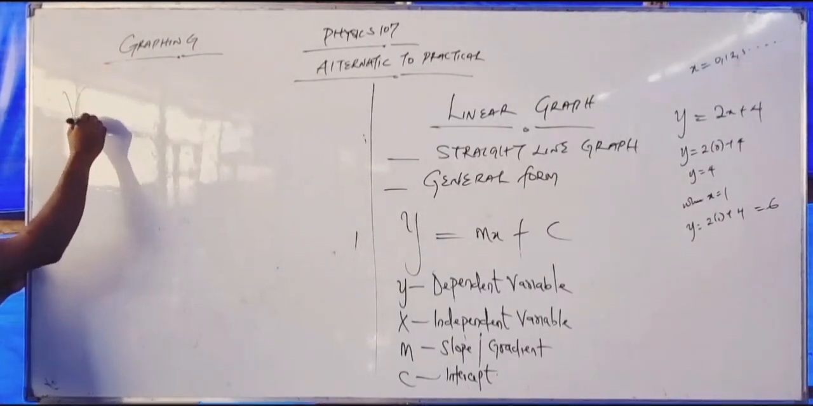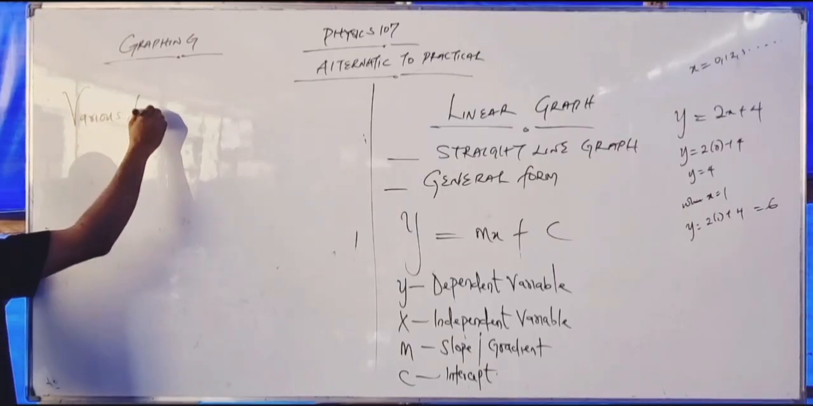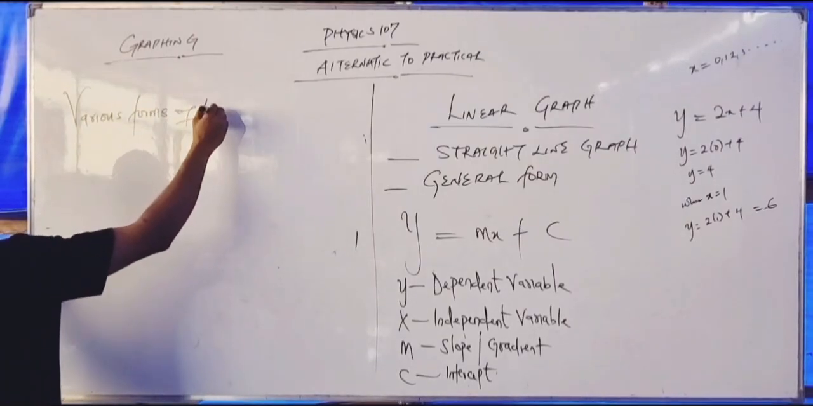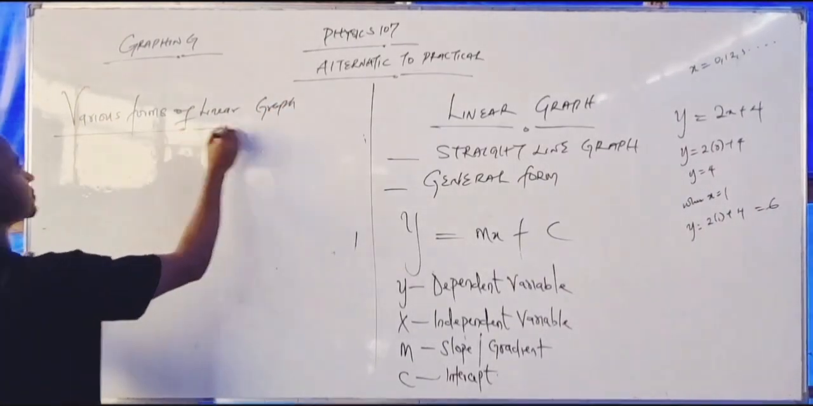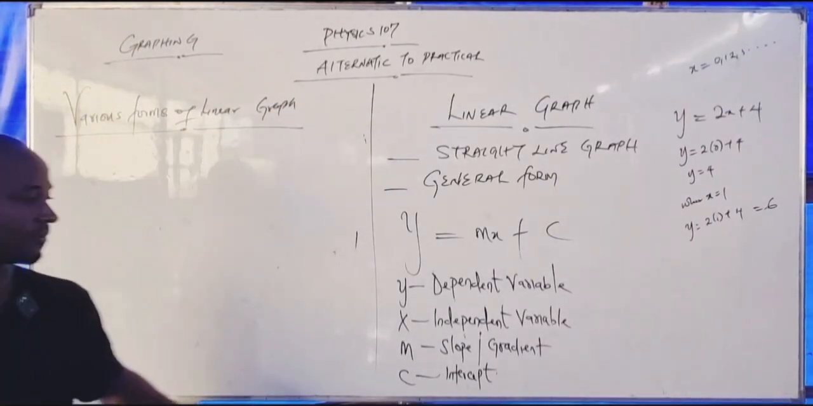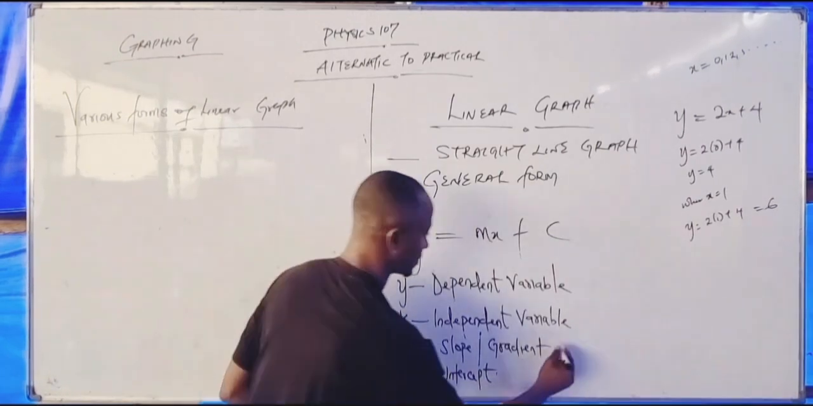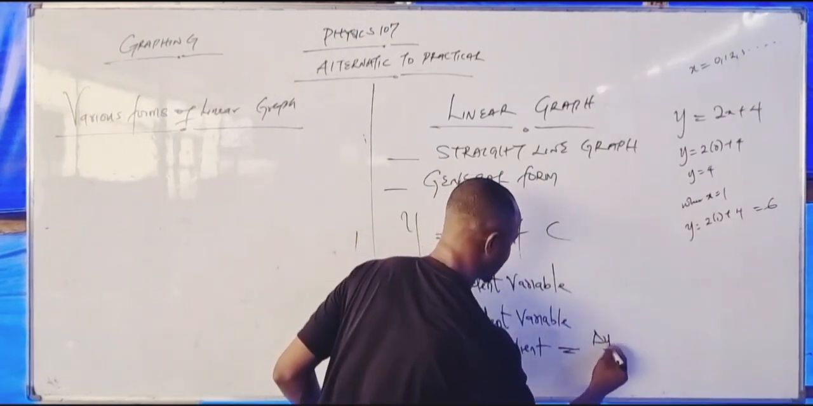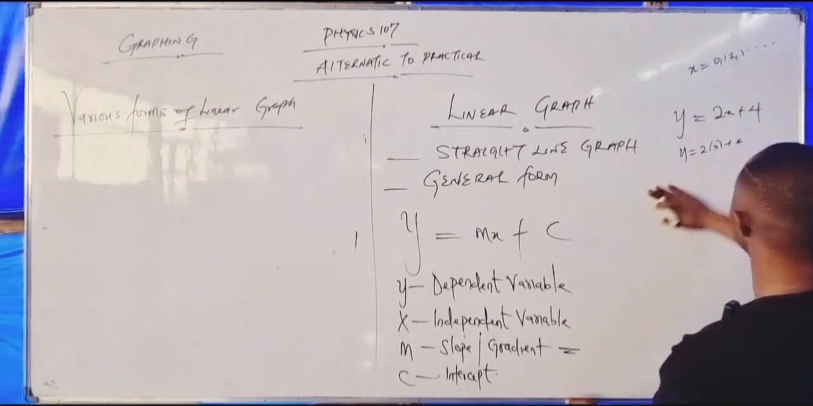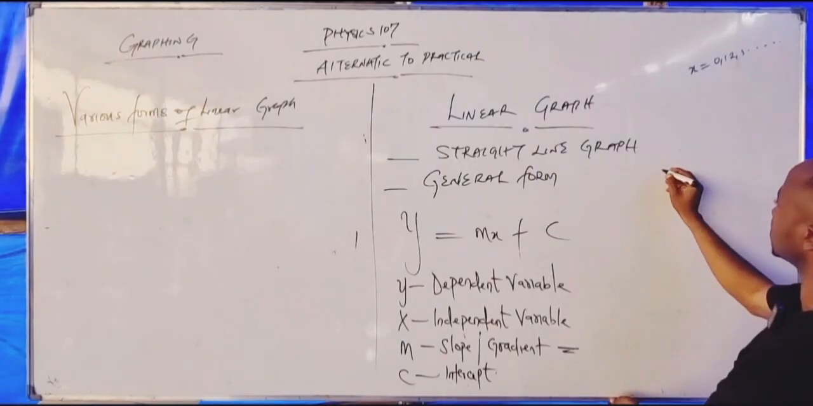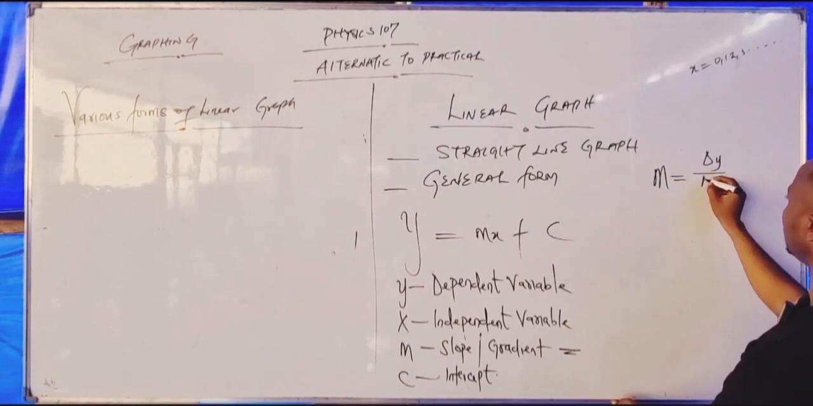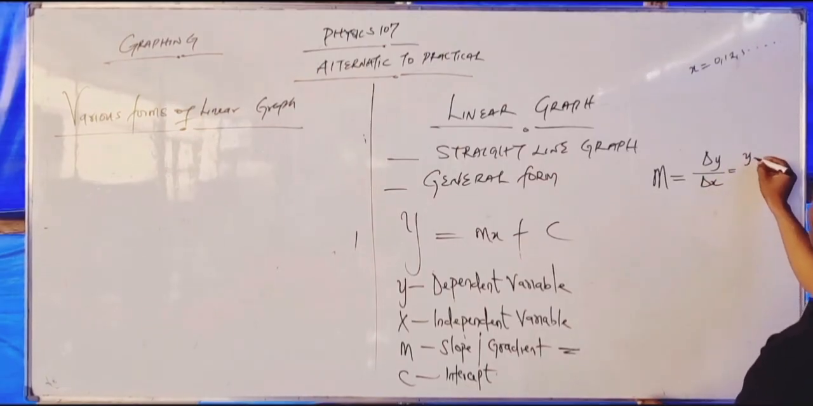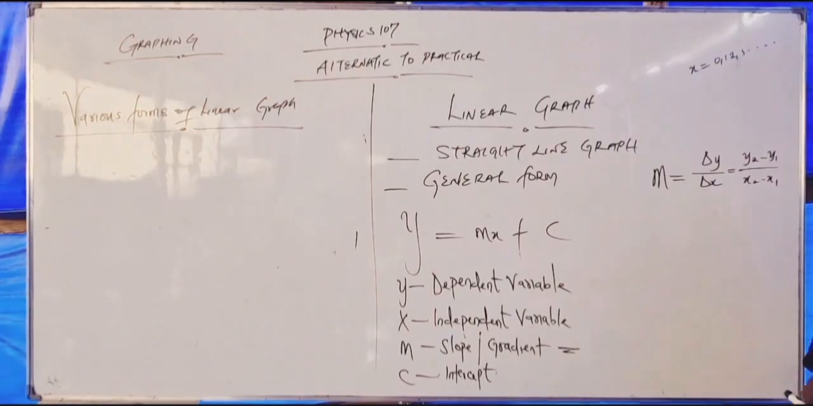Various forms of linear graph. Have I defined slope? You should know what slope represents. Slope stands for your gradient. The word slope, which is our m, is the change in y over the change in x, which is the same as y2 minus y1 over x2 minus x1.